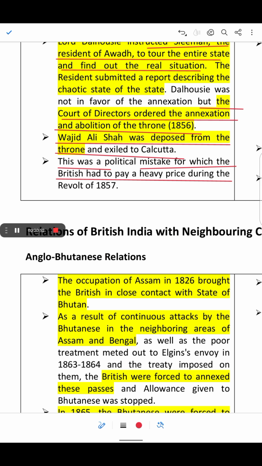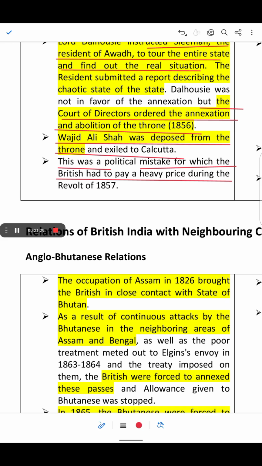Now there is a question: did Dalhousie want to annex Awadh? The answer to this question is no. Lord Dalhousie did not want to annex Awadh. But the British Court of Directors, the British government leaders, ordered him to annex Awadh. So in 1856, the British removed Wajid Ali Shah from the throne, and he was sent to live in Calcutta in exile.